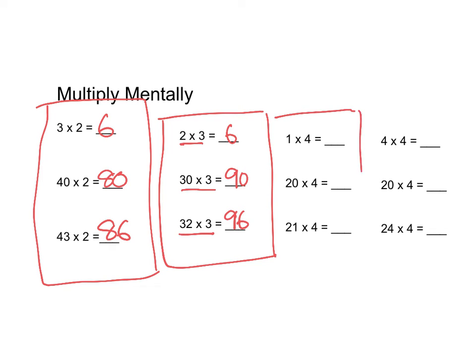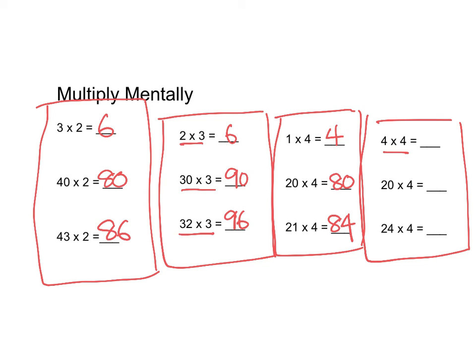Alrighty. Hopefully as we're doing this, you're seeing that it's not quite as scary as it might have looked at the beginning. We'll start with 1 times 4. That should have been right away. You knew that that was 4. 20 times 4, or 2 times 4 times 10, gives you 80. So 21 times 4, 20 times 4 plus 1 times 4 is 84. Here's the last one.